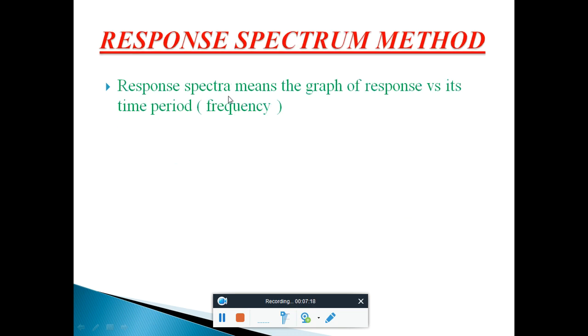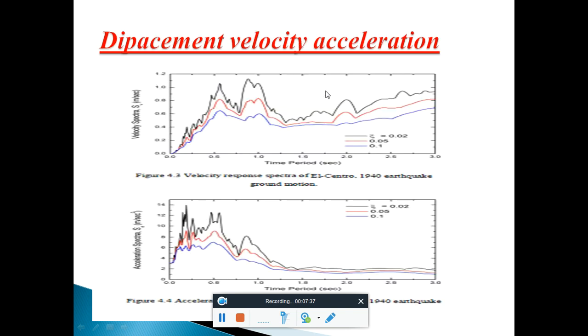Okay, so in the response spectrum method, what does response spectrum mean? It is nothing but the graph of responses versus its time period, or you can call it frequency. Now one question may arise: what is a response? Response means displacement, velocity, acceleration. These are the graphs. Here I have just taken screenshots of two, but there is a displacement versus time period graph also. You can see on the y-axis there is velocity, on the x-axis there is time period.